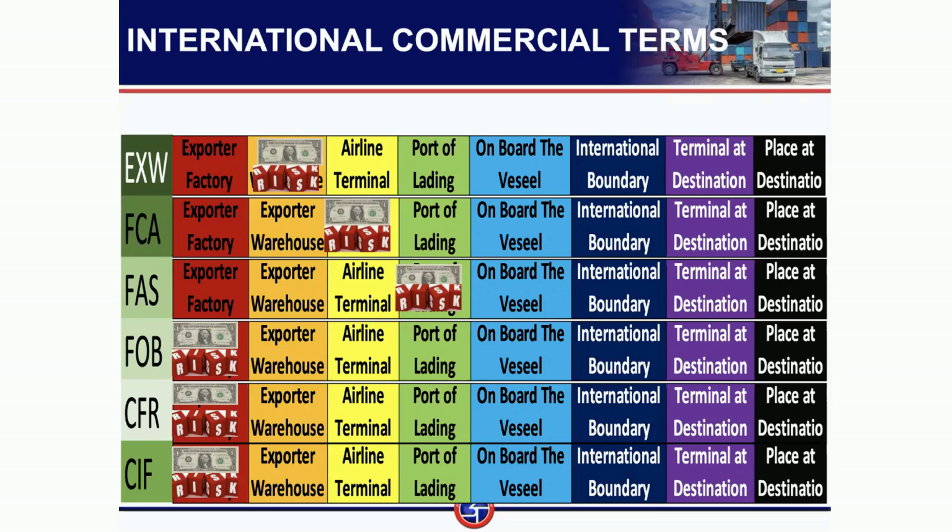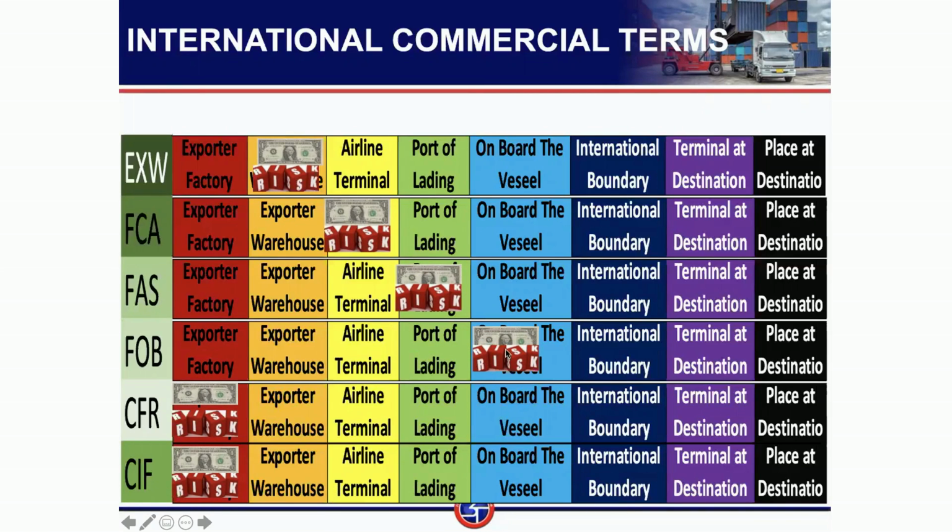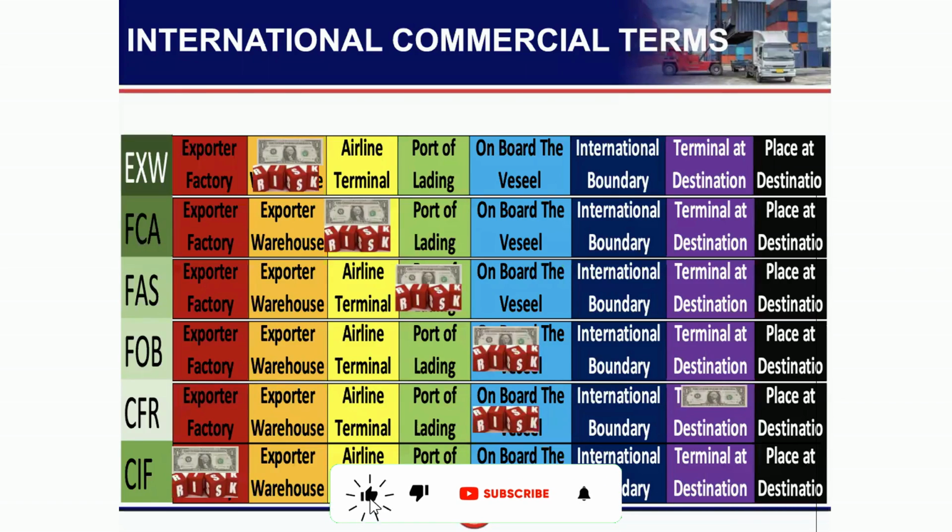Then FOB: the risk and cost of the exporter ends while the goods are on board the vessel. You notice the risk and cost have been ending at the same point up to this point. But look at the next one. In CFR, the risk of the exporter ends on board the vessel, but the exporter's cost extends to transporting the goods, not just to the port of loading, but to destination.